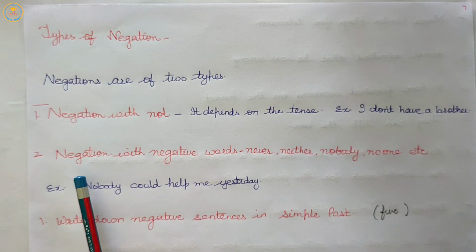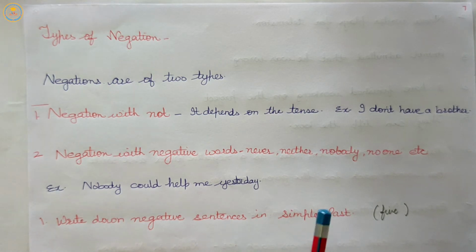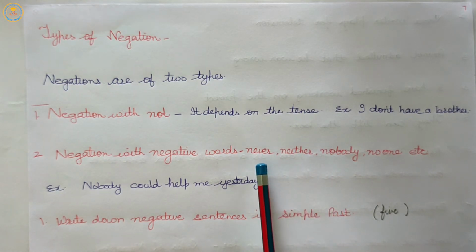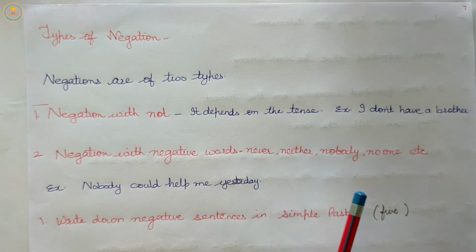Our next is negation with negative words, which we have already read about. Some negative words we have already discussed are never, either, nobody, no one, nowhere. All these are negative words, and while using them we will not add not. For example, nobody could help me yesterday.